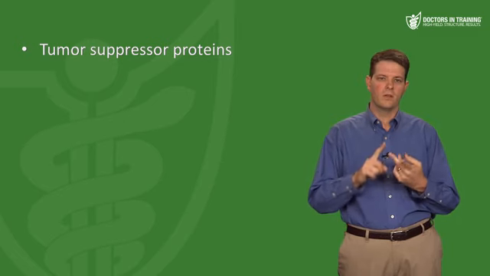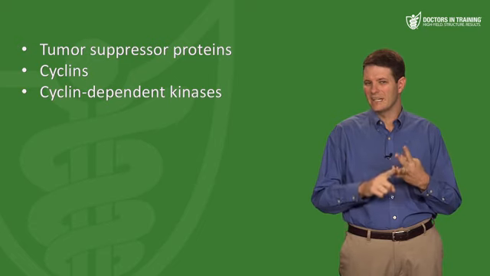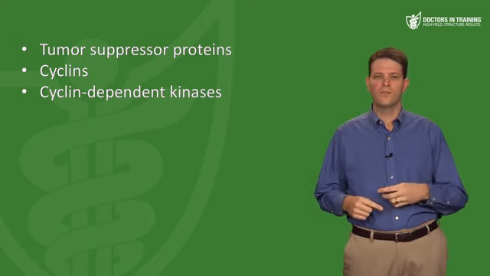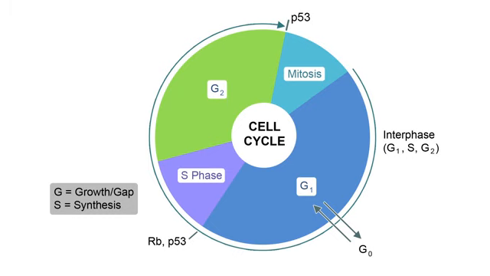So there are checkpoints along the way that control the transitions between these different phases. Now, these transitions are regulated by 3 things mainly: tumor suppressor proteins, cyclins, and cyclin-dependent kinases. So let's start with a few tumor suppressors. Going from G1 to S phase, there's the RB gene and the P53 tumor suppressor gene. So both of these genes encode protein products that are critical for regulating the transition from G1 to S phase. If these proteins don't give their stamp of approval, then the cell isn't allowed to go into S phase.